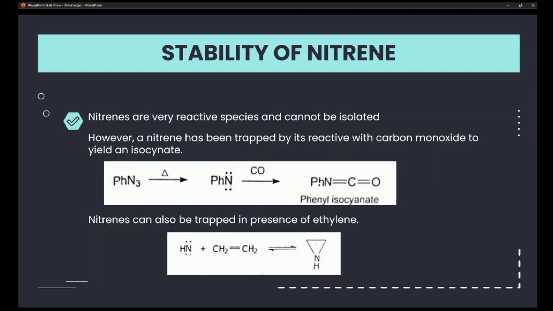Nitrenes are very reactive species and cannot be isolated. However, a nitrene has been trapped by its reaction with carbon monoxide to yield an isocyanate. Nitrenes can also be trapped in the presence of ethylene.